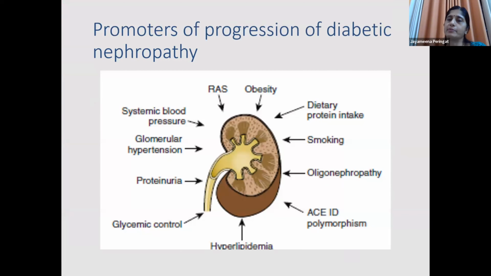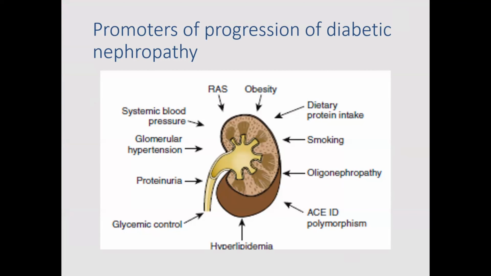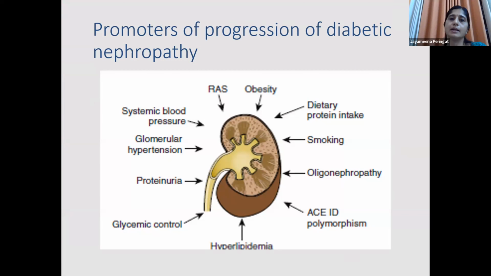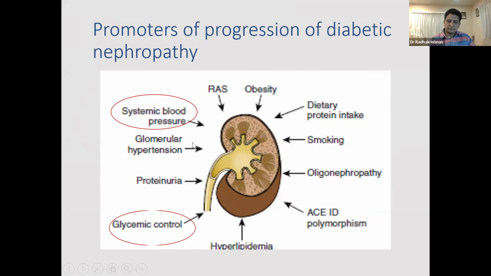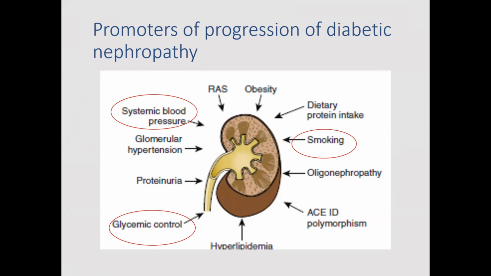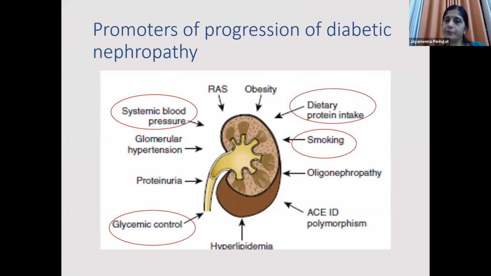There are so many promoters of diabetic nephropathy. There are remediable ones which we can actually correct: control of hypertension, glycemic control, smoking, and dietary protein intake. There are various other things which are not under our control, such as ACE gene polymorphism and ethnicity, and sometimes patients might not benefit from RAS inhibition. All of these are not in our hands, but these 3 or 4 things are definitely in our hands.